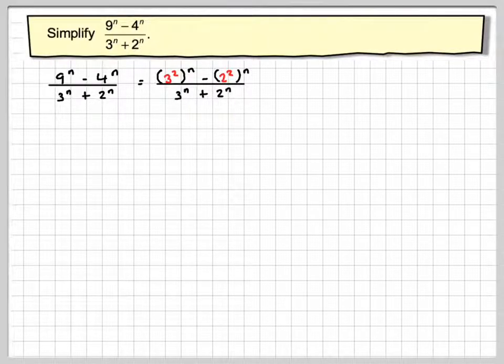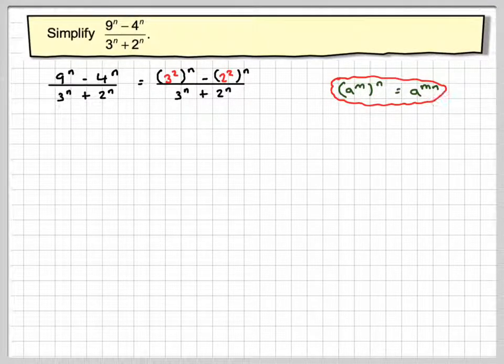Now, there's a rule of indices. It says that (a^m)^n is the same as a^(m×n). So, writing that out, we're going to have 3^(2n) − 2^(2n) divided by 3^n + 2^n.